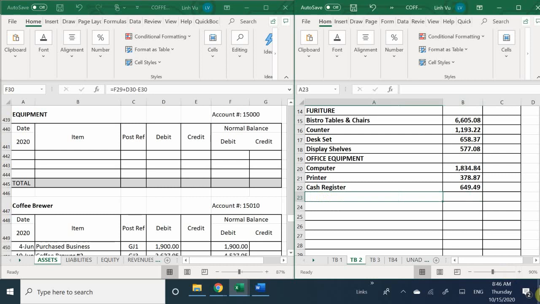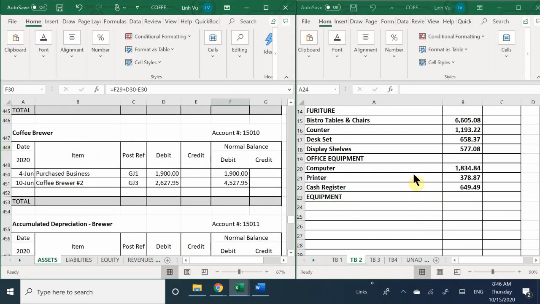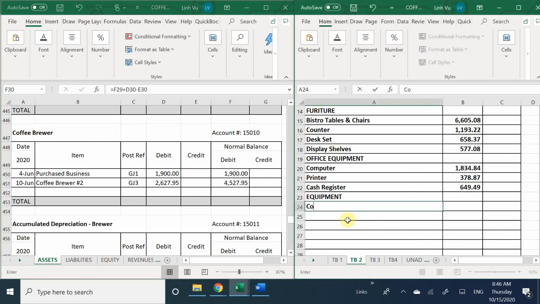Now I have just regular equipment. The very first thing under equipment is my coffee brewer. I have a total of 2 of them in there, and that gives me a grand total of $4,527.95. So I'm going to go to my coffee brewer for $4,527.95.